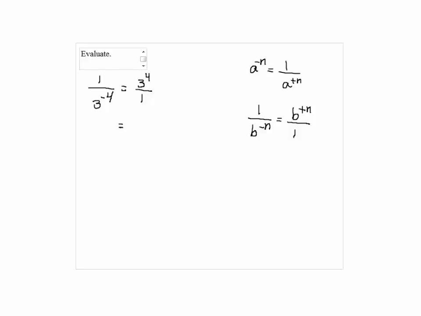3 to the power of 4 means multiplying 3 by itself 4 times. 3 times 3 times 3 times 3, which is 9 times 9, 81.